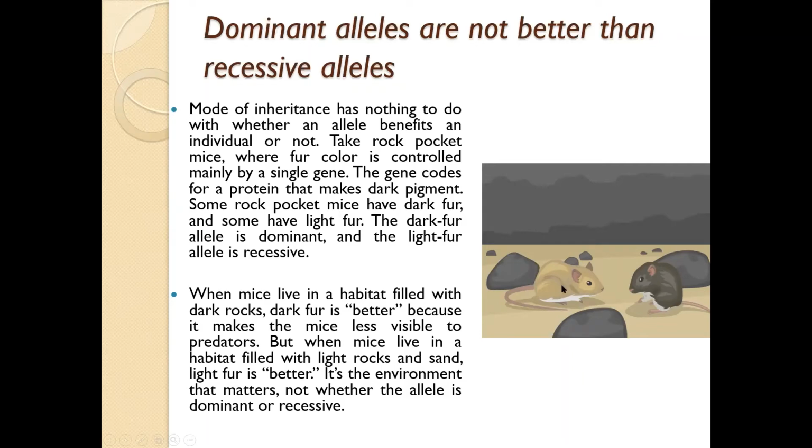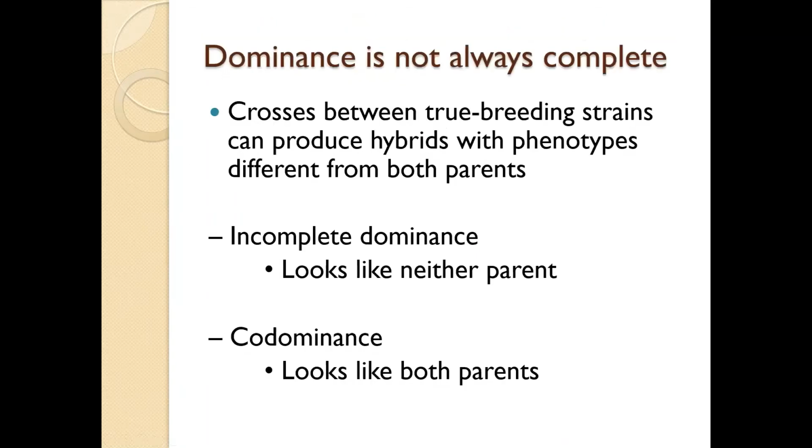Then the light for mice is always better. It is the environment that matters, not whether the allele is dominant or recessive. That means whether a particular allele, dominant or recessive, is better depends on their environment or the habitat where they live, not on the gene conditions.